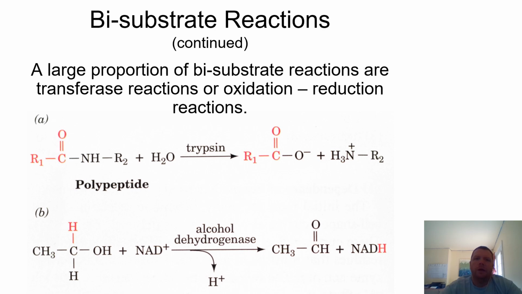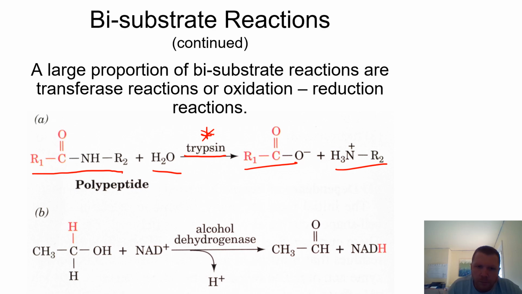Now, what does that actually look like? As an example, here are two different examples of bi-substrate reactions. The first one is for the protease trypsin, an enzyme that cleaves polypeptide bonds. It takes a polypeptide and breaks it into product and product. It uses a polypeptide and water. So when you think about two substrates, one of those substrates might be something like water.